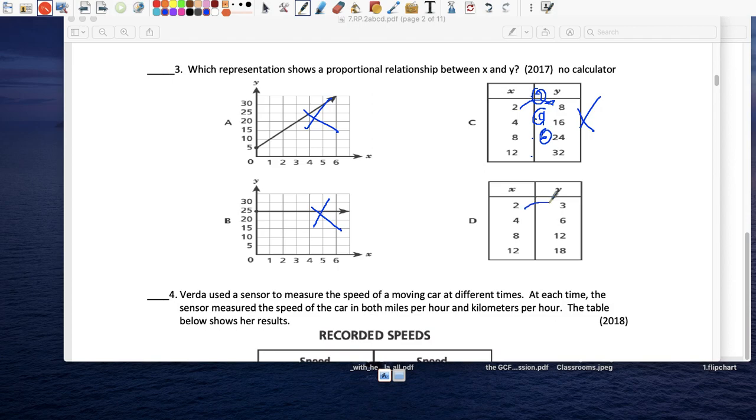And over here is this, right? So if you want to find the constant of proportionality, you divide y over x, which gives you 3 over 2. You do the same thing for the second point, 6 and 4. So if you did 6 and 4, it's also 3 over 2. If you did 12 over 8, do you get 3 over 2? Yes, you do. And if you do 18 over 12, do you get 3 over 2? Yes, you get 3 over 2. So the only one that's proportional is D.